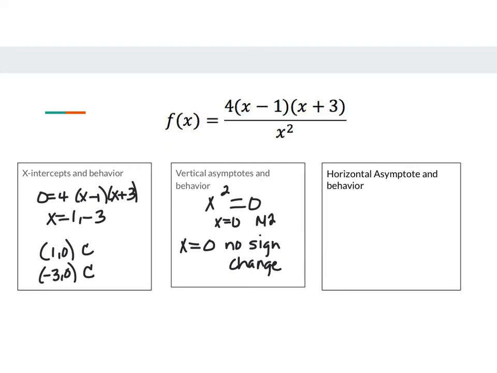Your horizontal asymptote is based on the behavior. Again, we look at this function. It's a second degree function over a second degree function. So your horizontal asymptote is going to be the ratio of the coefficients. So this fits into rule 2, where y equals 4. Put 4 in for y and solve for x.